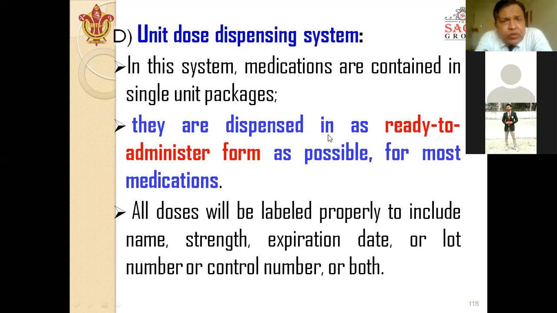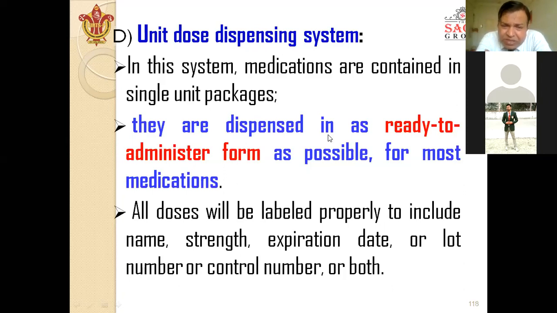Now, for this, unit dose dispensing system. This is important. In this system, medications are contained in a single unit package. They are dispensed in a ready to administer form as far as possible for most medication. This type of medication is generally administered by the nursing staff on a time basis, morning, afternoon, evening, like that.